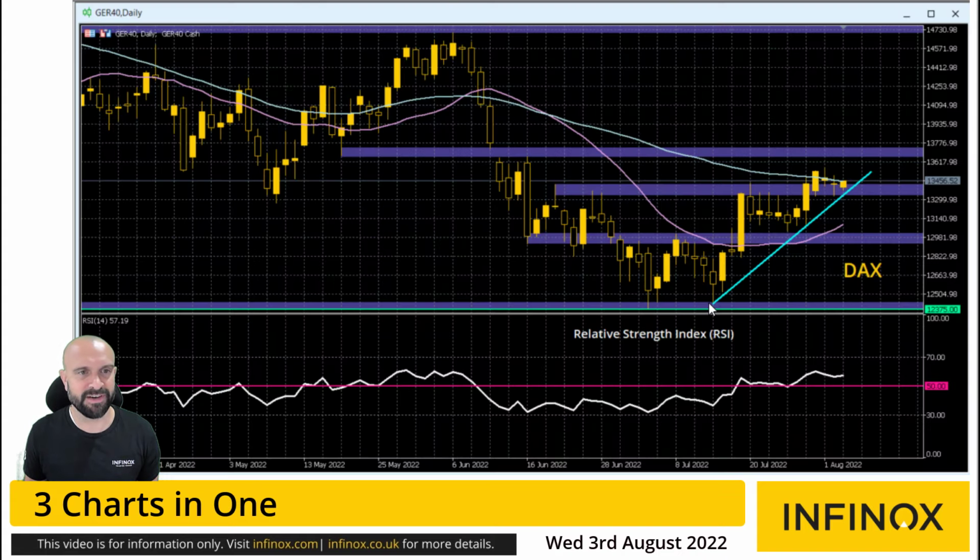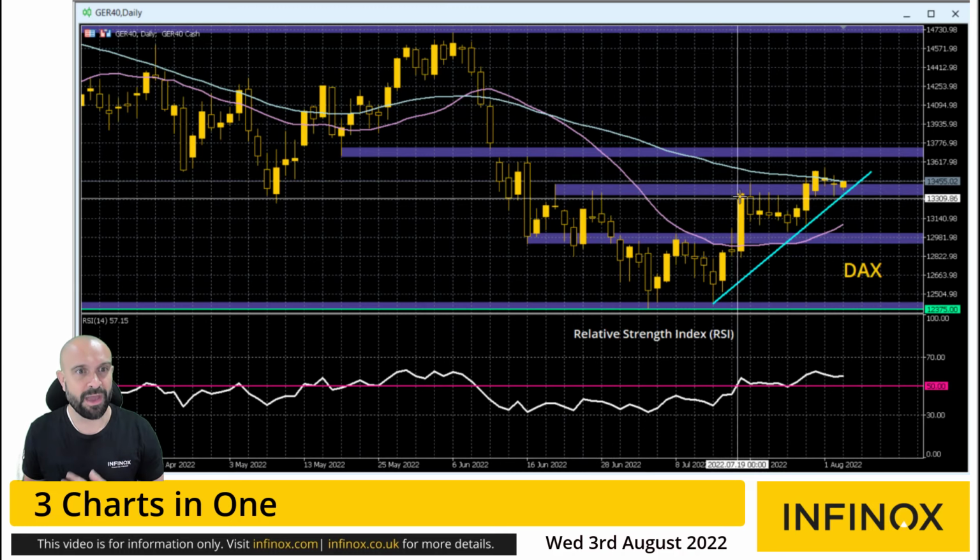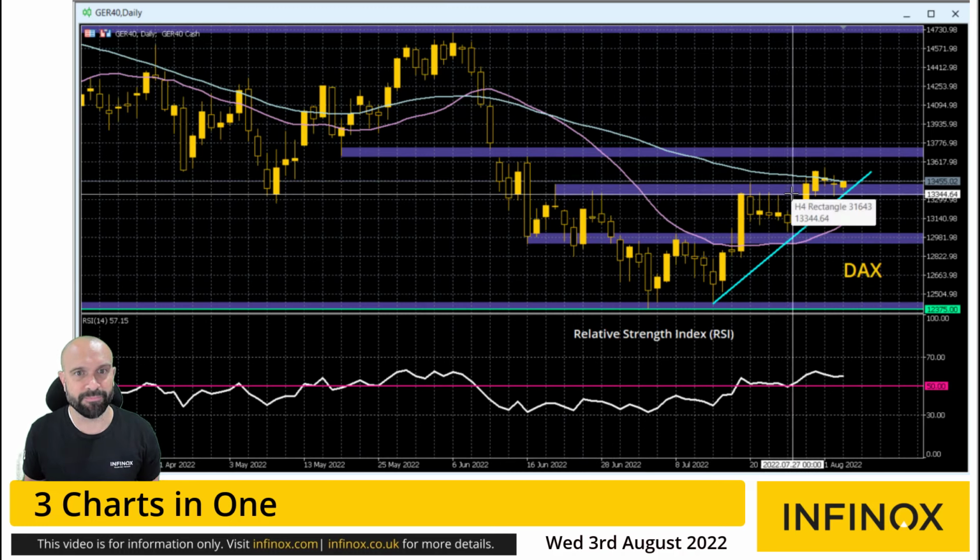And finally, onto the DAX chart. Again, a recovery in the last few weeks. We've seen this move, but it's now testing and breaking above this area of resistance, these old highs that have been restrictive basically throughout June and into July.